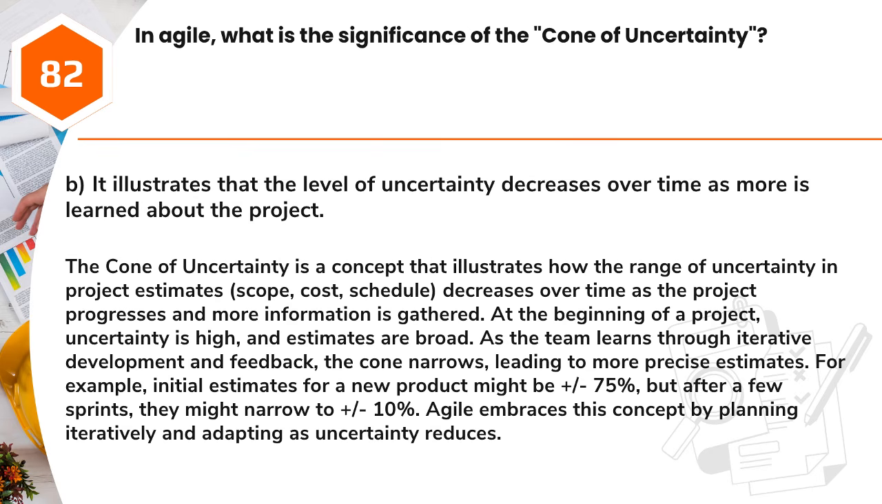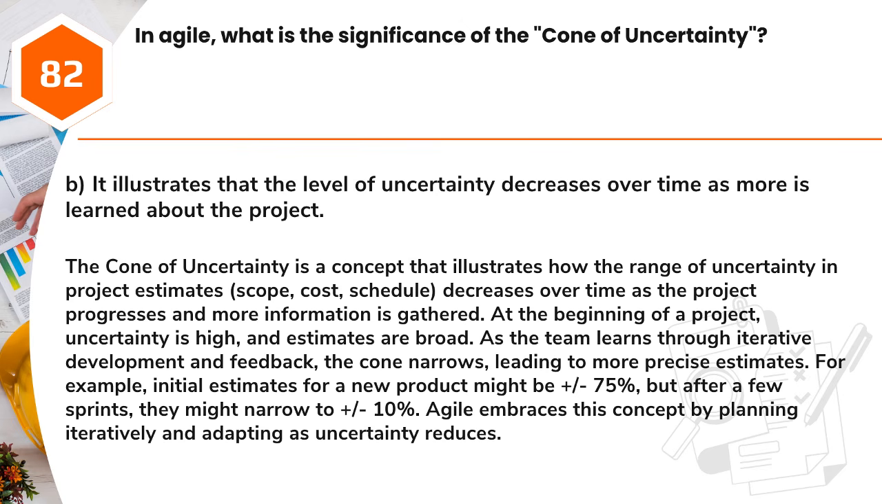Answer: B. It illustrates that the level of uncertainty decreases over time as more is learned about the project. The cone of uncertainty is a concept that illustrates how the range of uncertainty in project estimates, scope, cost, schedule, decreases over time as the project progresses and more information is gathered. At the beginning of a project, uncertainty is high, and estimates are broad. As the team learns through iterative development and feedback, the cone narrows, leading to more precise estimates.